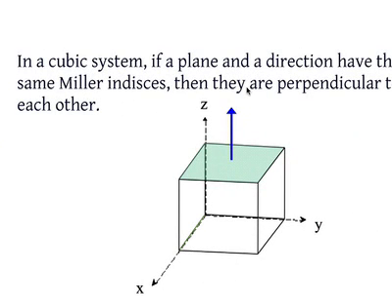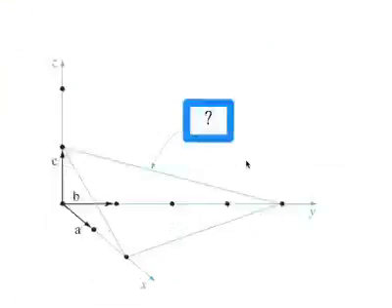So again, one important property is that in a simple cubic system, if a plane and a direction have the same Miller indices, the same numbers, then we can show that they are orthogonal to each other. So basically, the direction is normal to the plane. Just a property in a simple cubic lattice.